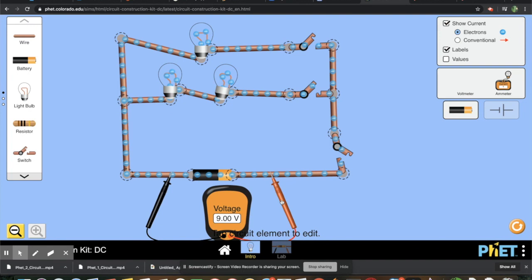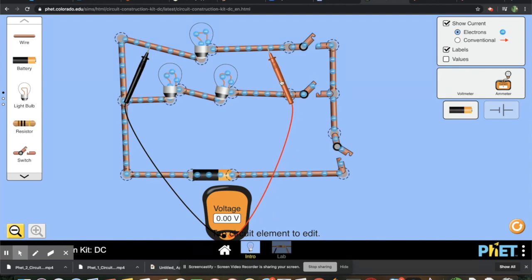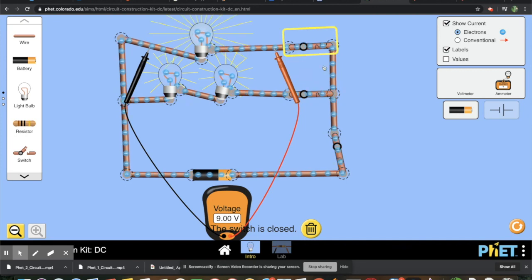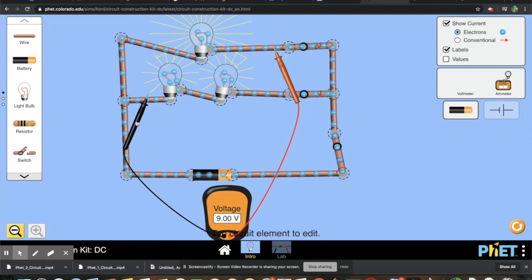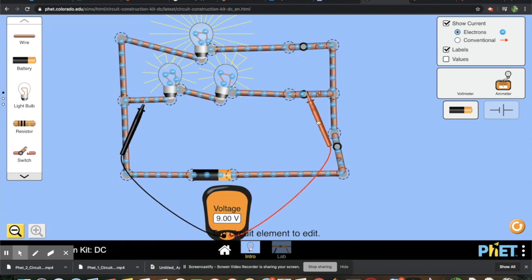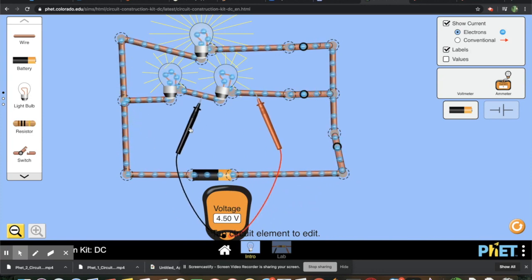So let's see, here's resistor 1. I want to know the voltage drop across this branch. So I'm going to put my probes up here. Oh, I have to turn this whole thing on. It was 0, that made sense. But when I put my probes in and complete the circuit, we get a voltage drop of 9 volts. If I check this entire branch, I get another voltage drop of 9 volts. If I just check resistor 2, notice it's 4.5. If I just check resistor 1 or resistor 3, it's also 4.5.